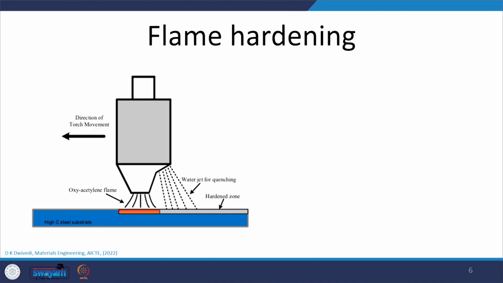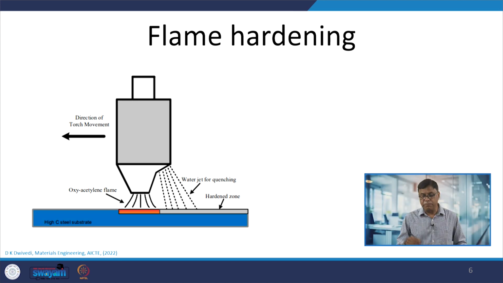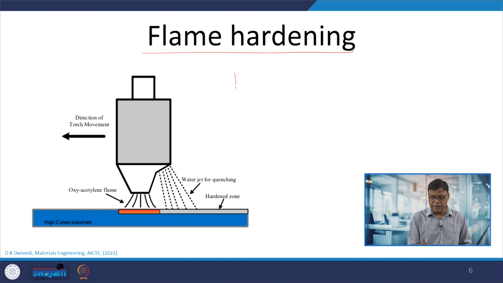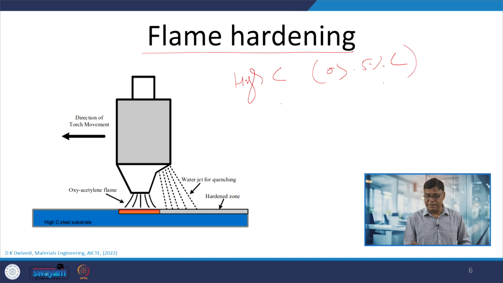Now, we will be talking about three different types of methods which are used for improving the surface hardness. The one method is flame hardening. This is particularly applied in case of high carbon steels, like say greater than 0.5% carbon, having high hardenability. Okay, this is the prerequisite, high hardenability.